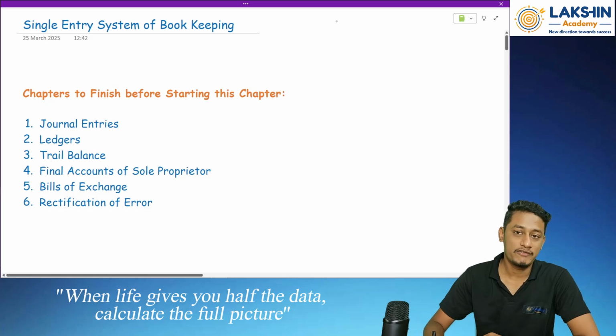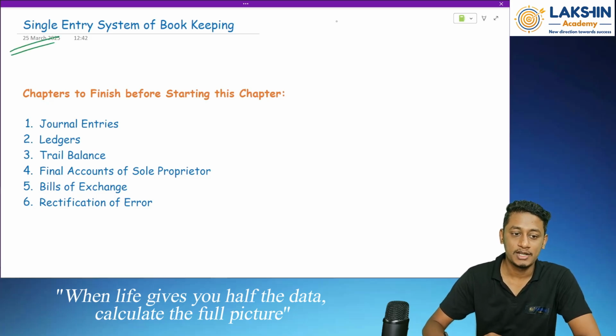Hello everyone. Today we are going to start with a new chapter, that is single entry system of bookkeeping. So let us see what is single entry system of bookkeeping.